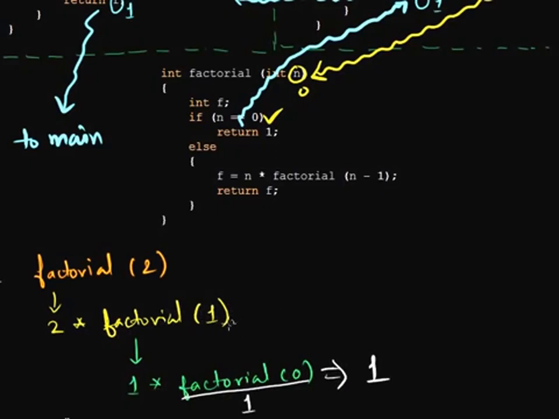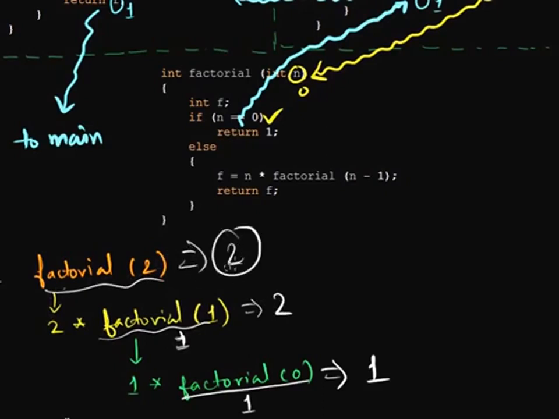Now factorial of 1 we got here as 1, right? 2 into 1 is nothing but 2. Factorial of 2 is nothing but 2. So this way recursion works if we take the example of calculating the factorial of a number. Similarly, it works with other examples too.